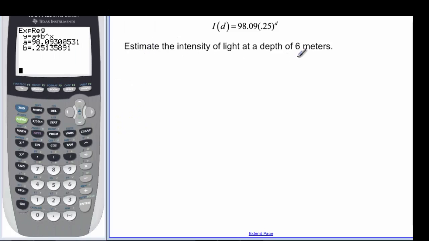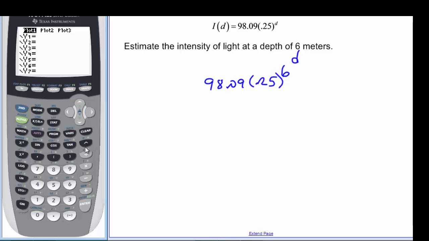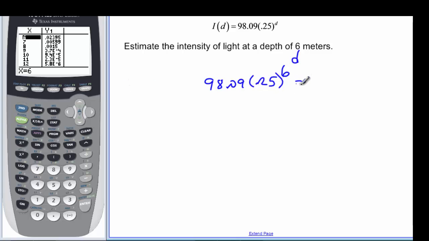And we want to estimate the intensity at 6 meters. So this is a D. So we want to put in 98.09 times 0.25 to the 6. And if I put my equation in here, and then second window again will let me tell it what x I want. I want it to be 6. And when we plug that in, we find out that it's 0.02. And remember, this is a percent light at 6 meters. At the 6 meter depth.